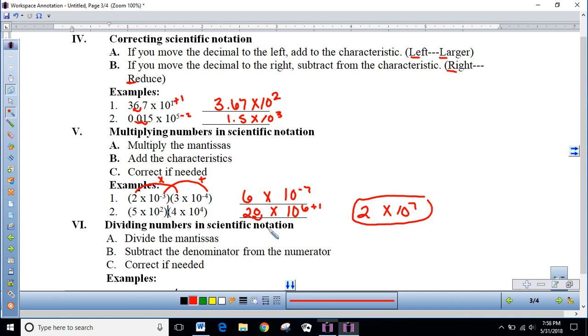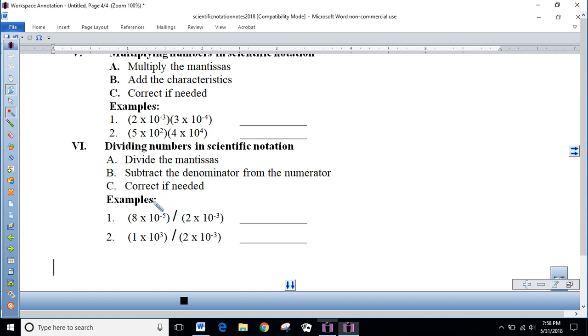When you're dividing, you do the same thing. You divide the front numbers, the coefficients, also called the mantissas, and you subtract your exponents. So let's look at some of those. Alright, so we've got 8 divided by 2. 8 divided by 2 is 4. And then you're going to subtract these numbers. So you have a negative 5, and you are subtracting a negative 3. So 2 negatives make a positive, and so this is going to come out to be negative 2.